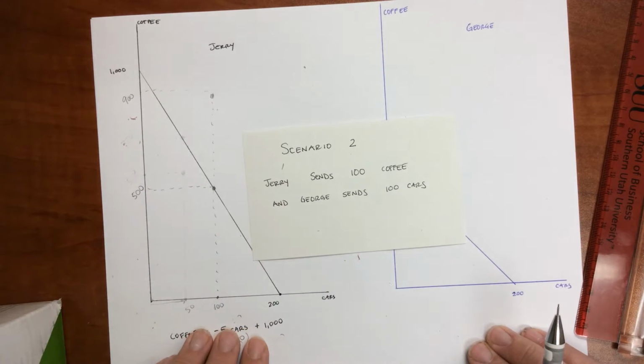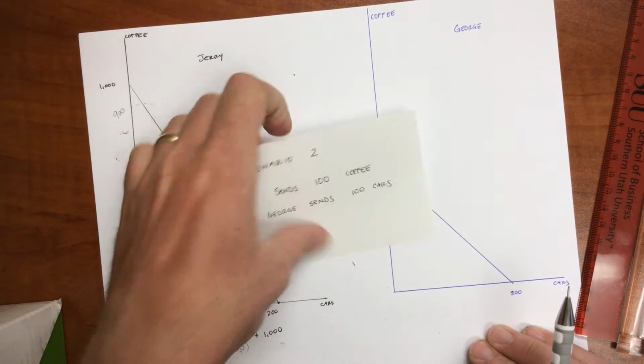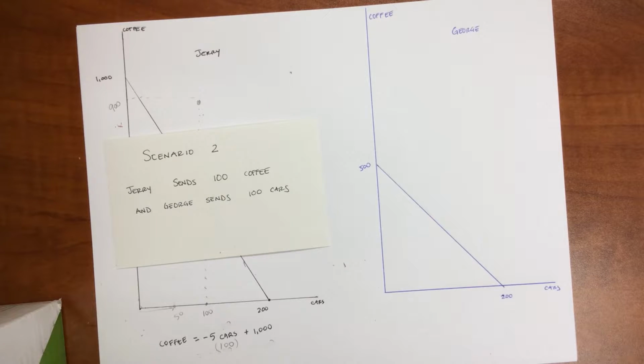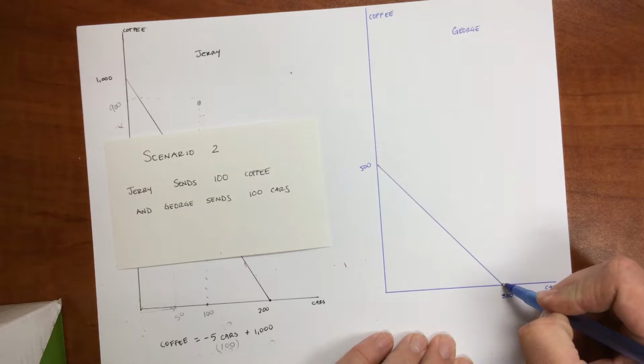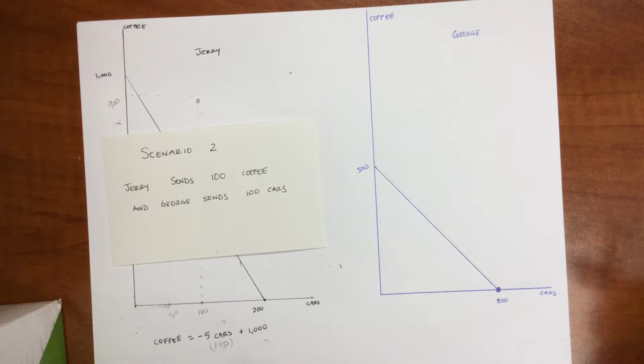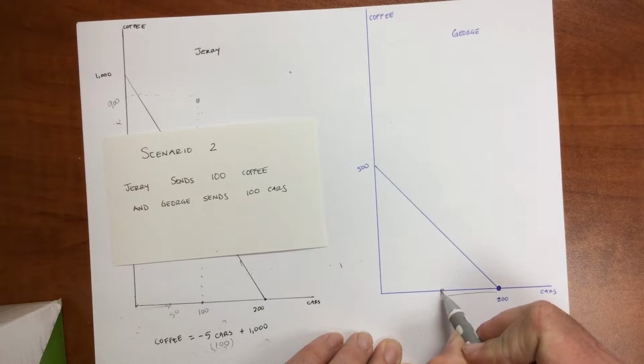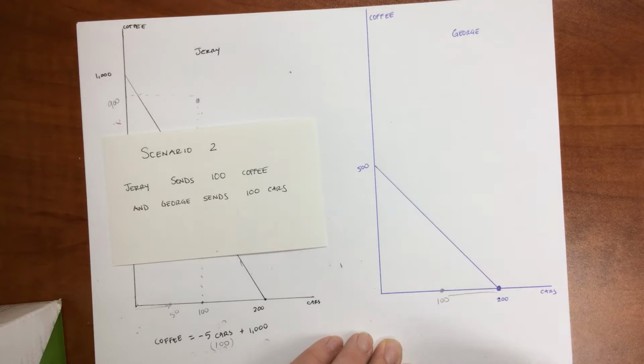Now the question is, would George accept this deal? So we're going to come to George's PPF, and George is completely specializing over here at this point where he has a comparative advantage of 200 cars. So George is going to send 100 cars, so he's going to lose 100 cars. And he's going to get 100 cups of coffee in return.